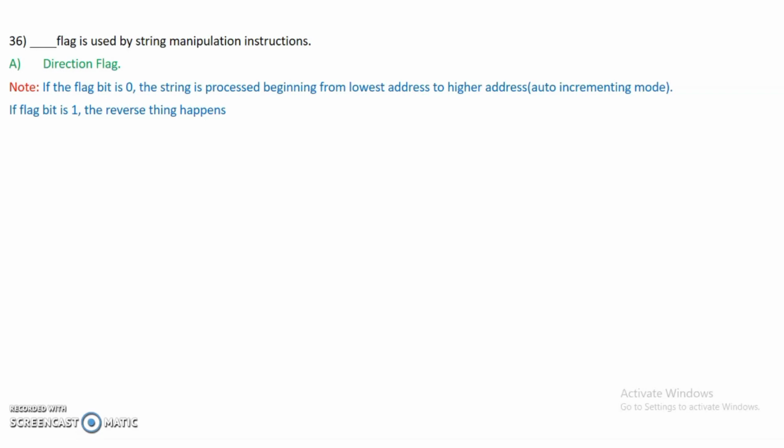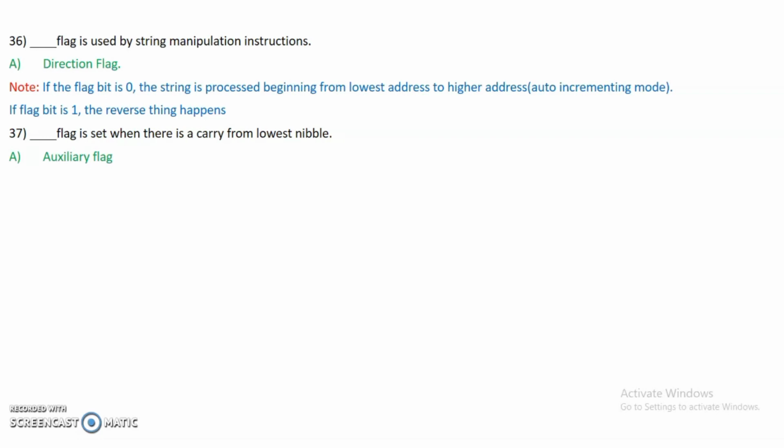So if it is accessed from lower to higher, it is called auto incremented mode. If it is from higher to lower, it is called auto decrementing mode. Bit number 37. Dash flag is set when there is a carry from lowest nibble. So the answer will be auxiliary flag.